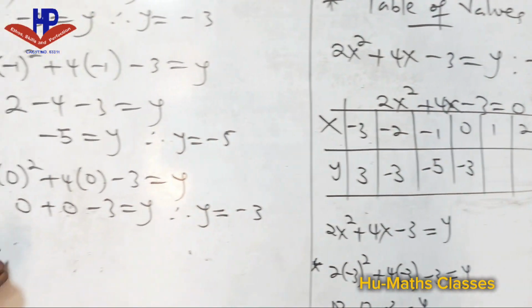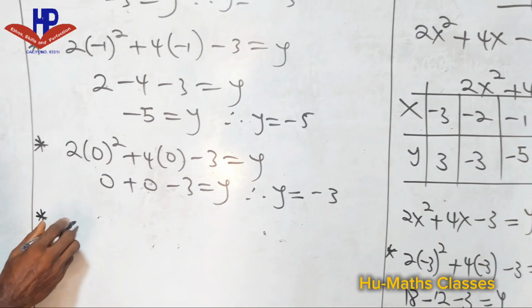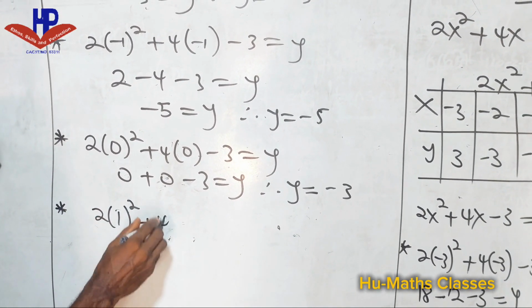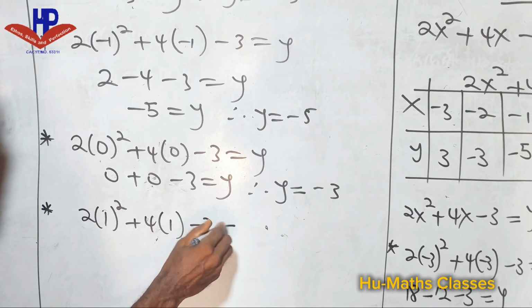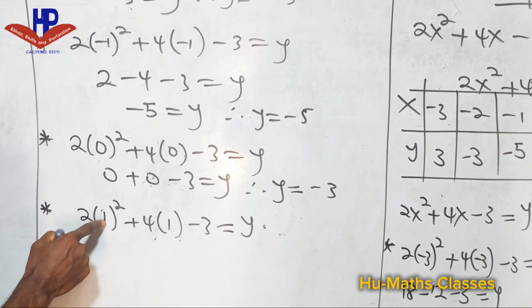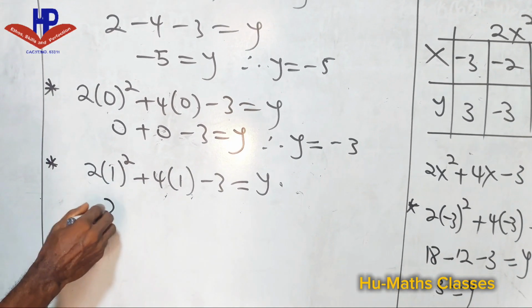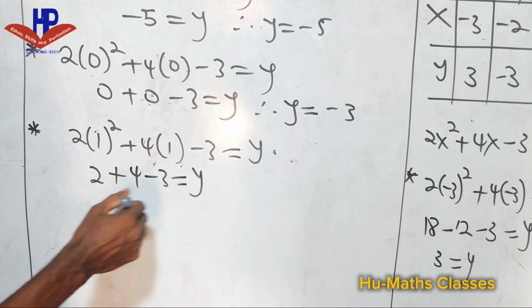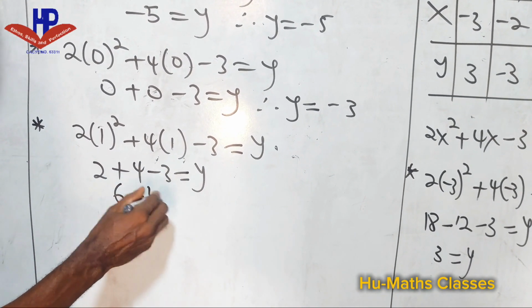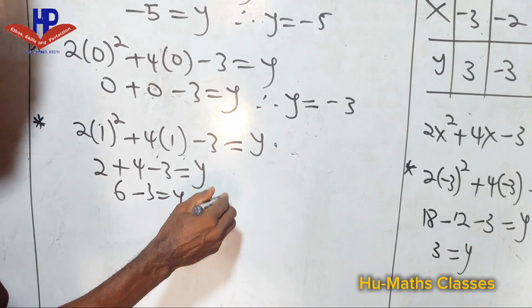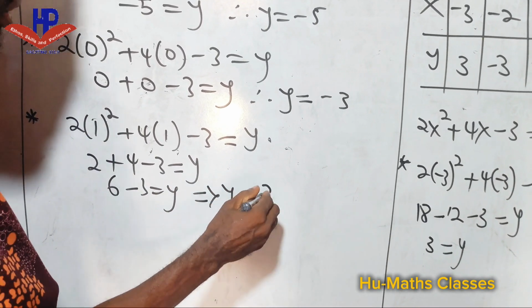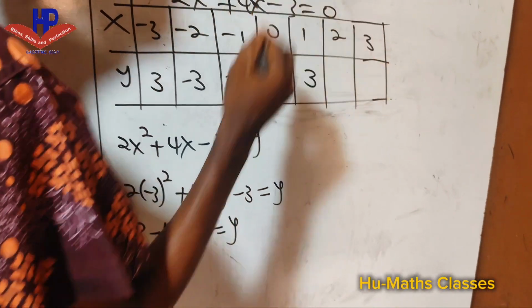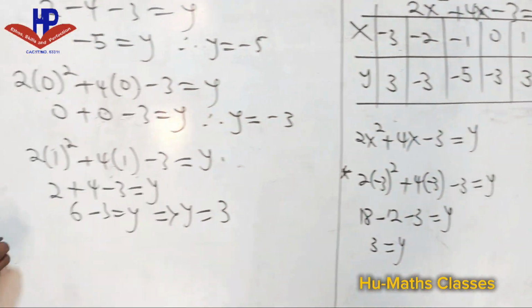When x is 1, what is y? We have 2 into 1 square plus 4 times 1 minus 3 is equal to y. 1 square is 1, times 2 is 2, plus 4 times 1 is 4, minus 3 is y. So we have 6 minus 3 is equal to y. So our answer will be y is equal to 3 because 6 minus 3 is 3. So here is 3.